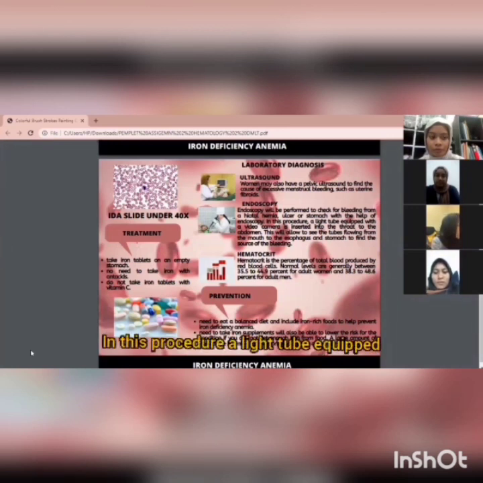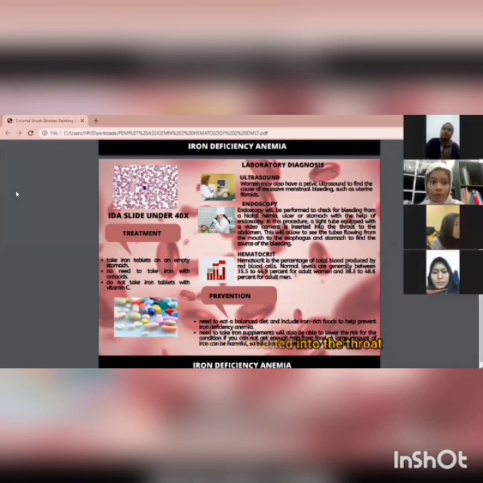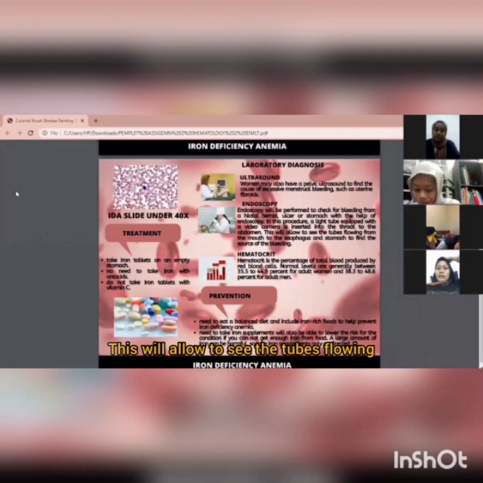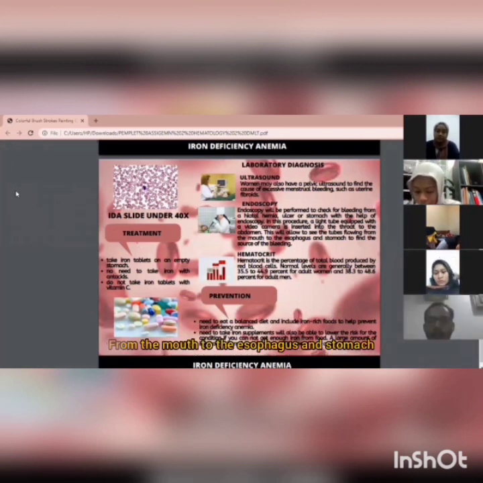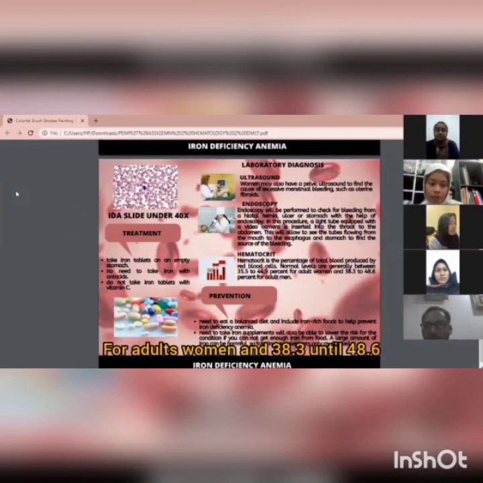In this procedure, a lighted tube equipped with a video camera is inserted through the throat to the abdomen. This allows the doctor to see from the mouth to the esophagus and stomach to find the source of the bleeding. Number 3 is hematocrit. Hematocrit is the percentage of total blood made up of red blood cells. Normal levels are generally between 35.5 and 44.9% for adult women and 38.3 to 48.6% for adult men.